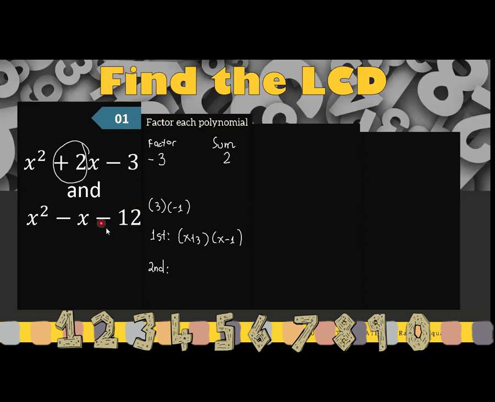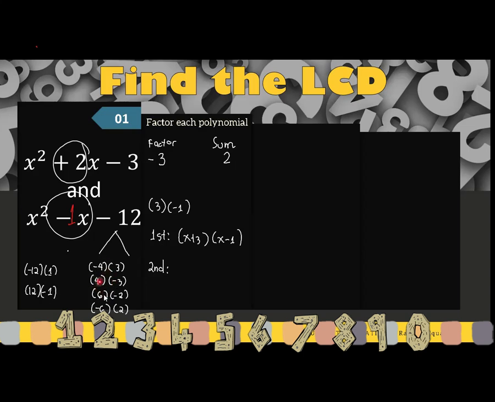Take note that again, we have to factor negative 12. We have to look for the factors of negative 12 that will give us the sum, which is, take note of the numerical coefficient here, negative 1. Now let's try to list some of the factors of negative 12, like negative 4 times 3, positive 4 times negative 3. We could also have 6 times negative 2, as well as negative 6 times 2, negative 12 and 1, 12 and negative 1.